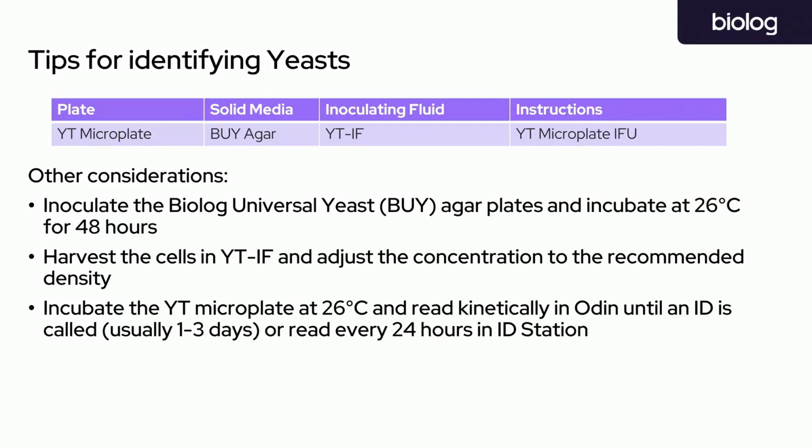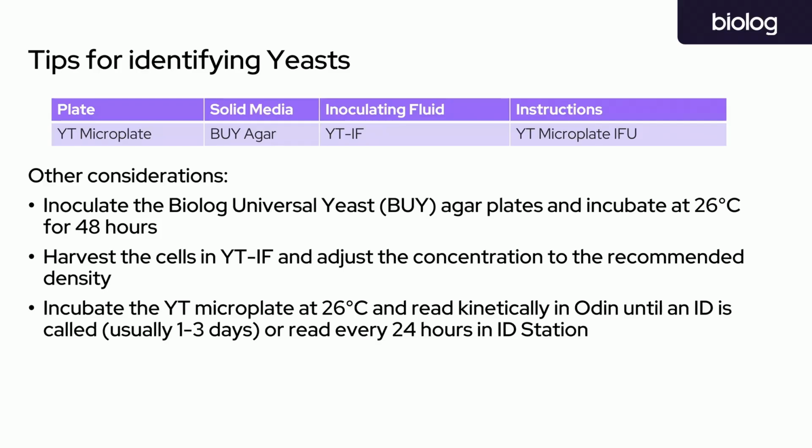Okay, so some more tips for these yeast identification plates. We have a Biolog Universal Yeast Agar, the BUY here, that we recommend that you use for your pre-culture, and then the YT inoculating fluid that goes with the microplate. When you are growing your yeast on the BUY, we typically recommend doing so at 26 degrees, although some cultures are physically incapable of growing at that low temperature. So 30 degrees is the upper end that we usually recommend for that.